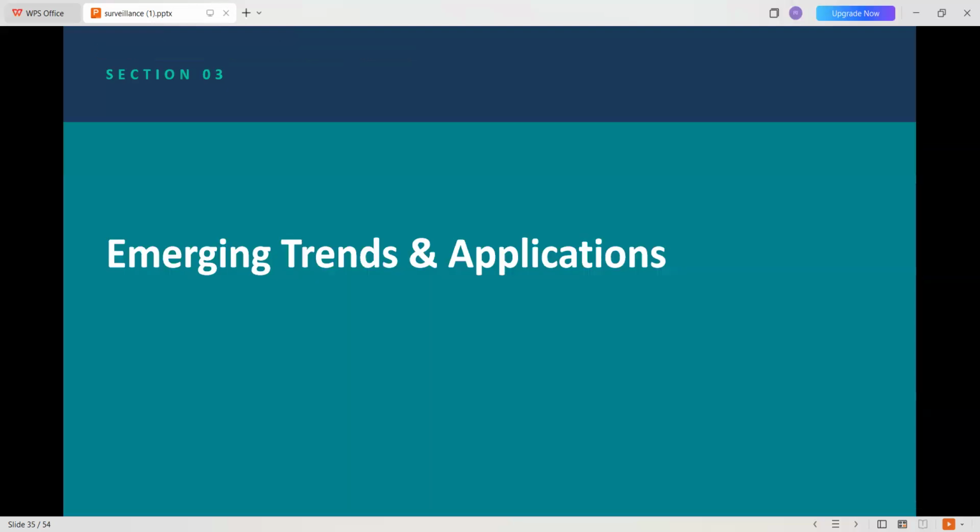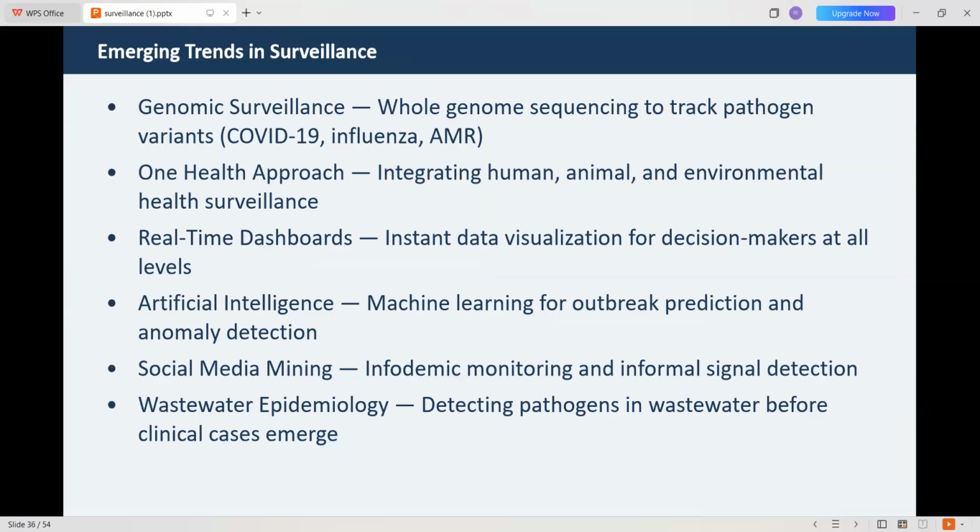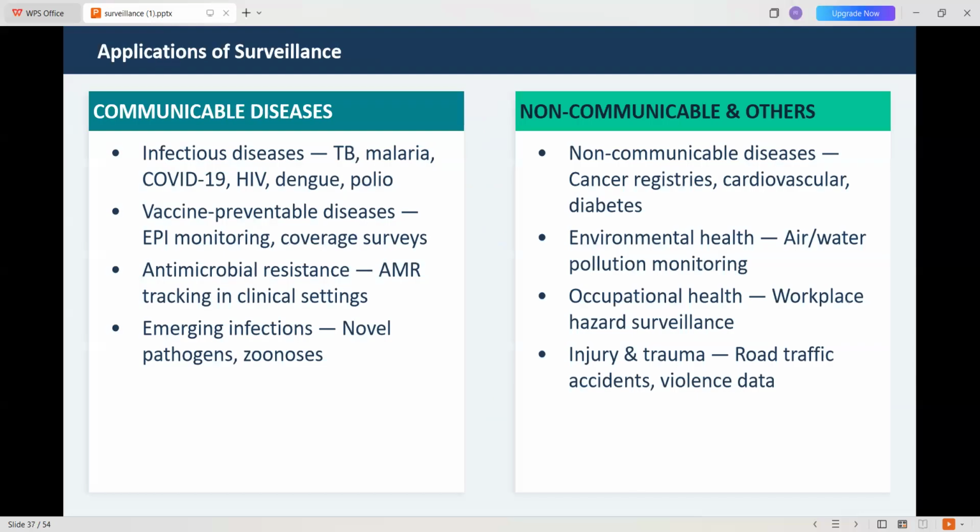Engage communities as active participants for improved detection and compliance. So next is the emerging trends and applications. Emerging trends in surveillance: genomic surveillance, whole genome sequencing to track pathogen variants. One Health approach, integrated human, animal, and environmental health surveillance. Real-time dashboard, instant data visualization for decision makers at all levels. Artificial intelligence, machine learning for outbreak prediction and anomaly detection. Social media mining, infodemic monitoring and informal signal detection. Wastewater epidemiology, detecting the pathogen in the wastewater before clinical cases emerge.